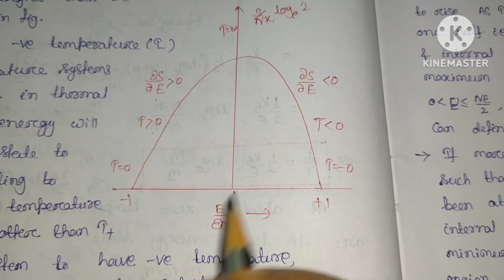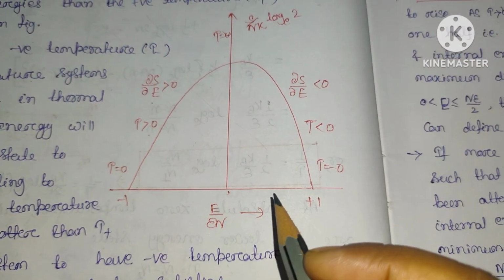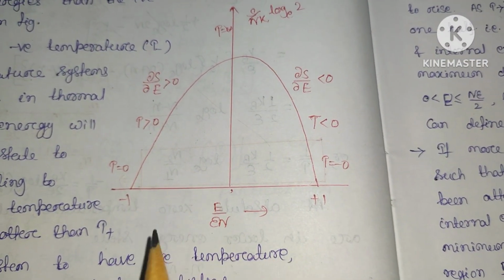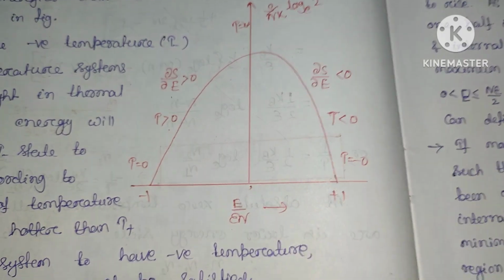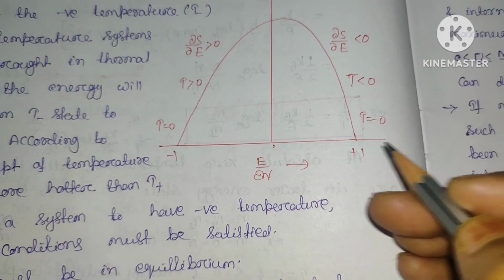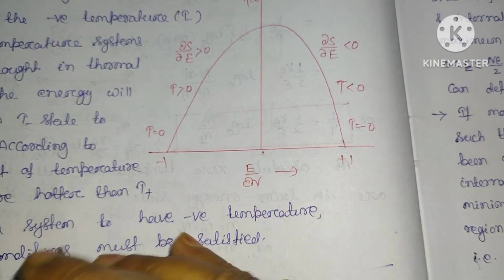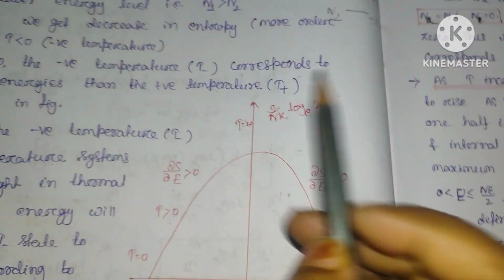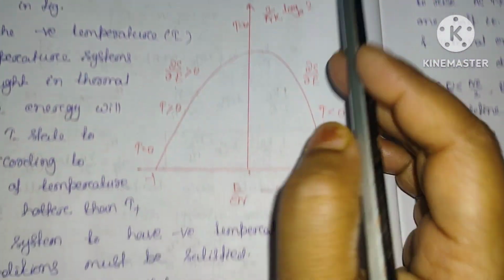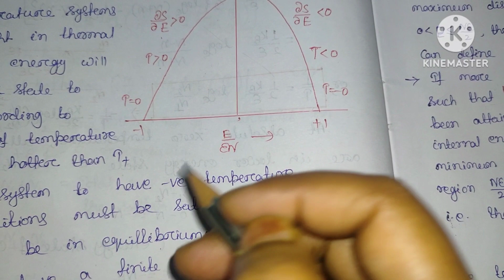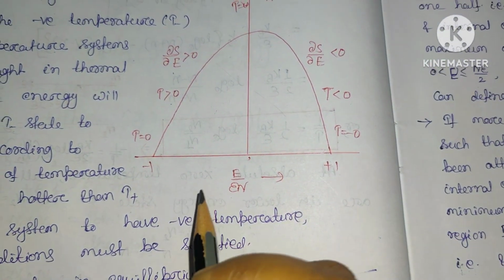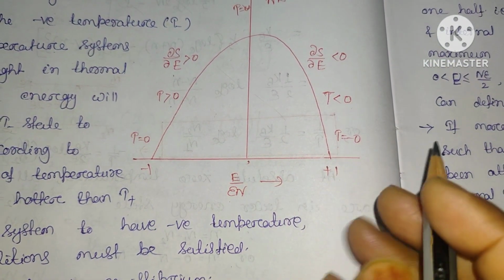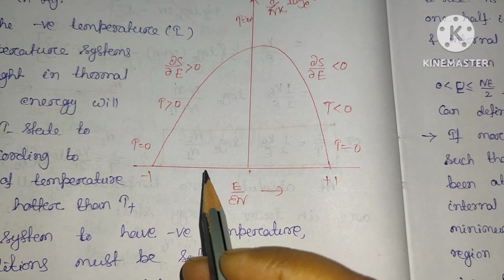At T equal to 0, the probability of occupancy P1 will be 1. It means that all the atoms will be in the energy state minus epsilon, that means in the lower energy state here. So the internal energy of the system will be 0. This is the state of minimum disorder and it corresponds to S equal to 0.